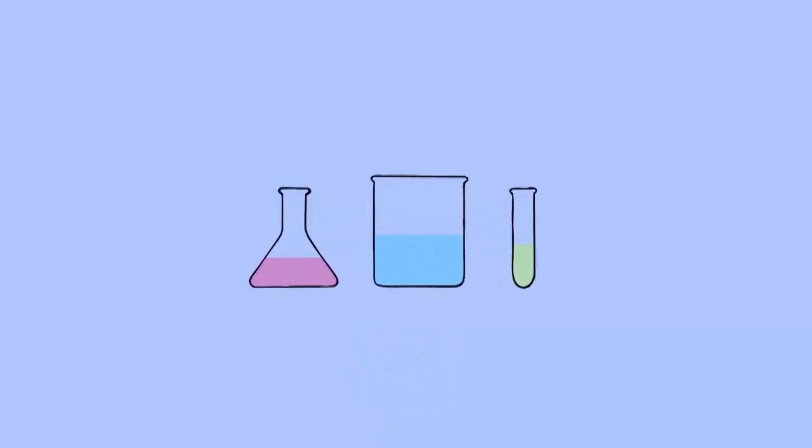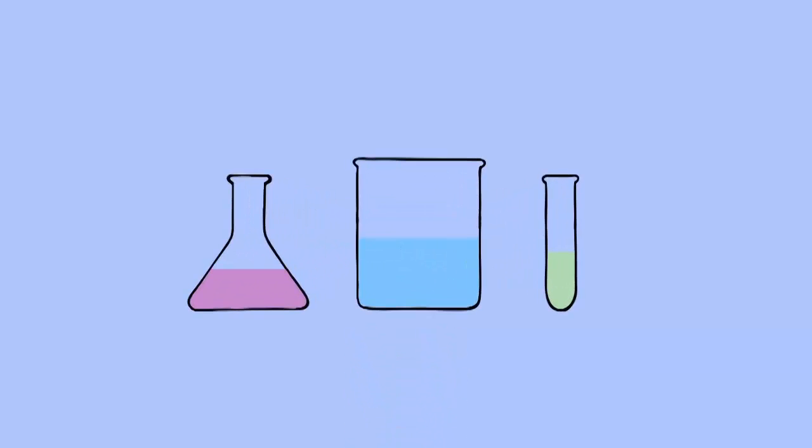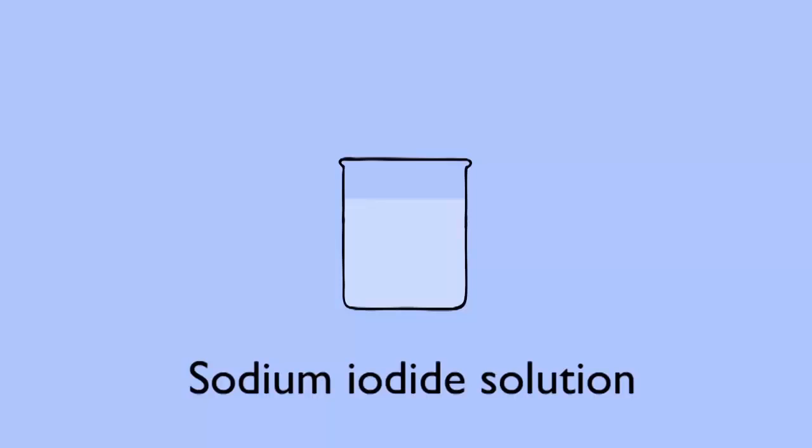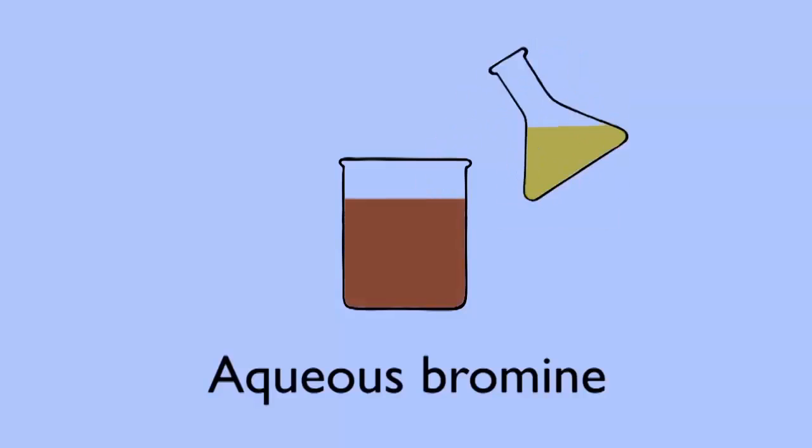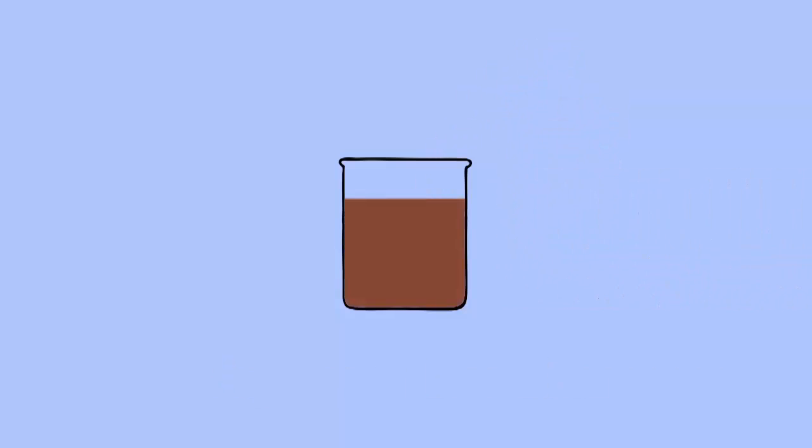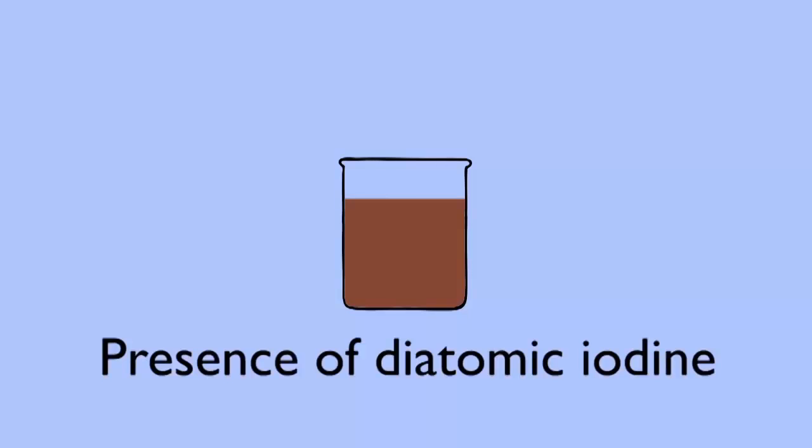Displacement reactions are often best studied via solution chemistry, so let's look at what happens when a halide in solution is displaced. Here's some sodium iodide solution. In an ionic solution, like we have here, the iodide ions are colourless. Now we add some dark yellow aqueous bromine to the mix. It's going to turn dark brown, showing the presence of diatomic iodine.